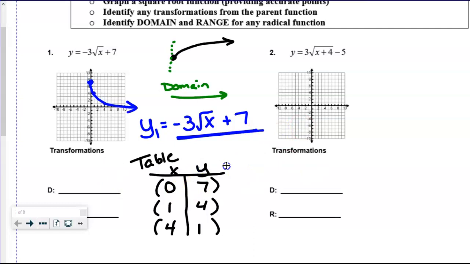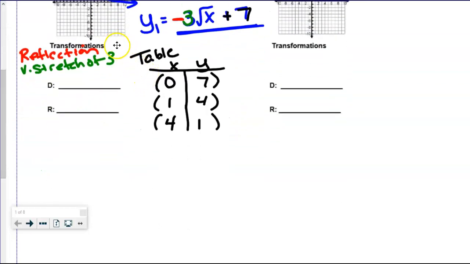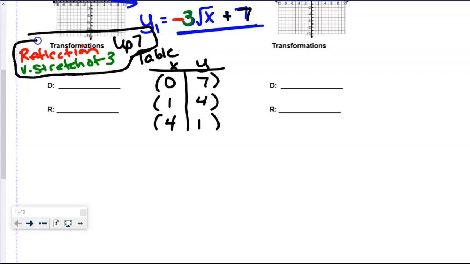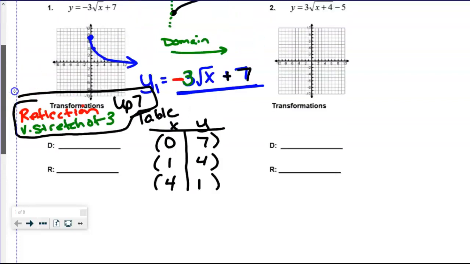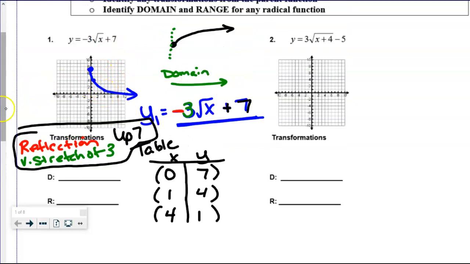So there are a couple of transformations we're hoping that you can identify here. The fact that there's a negative in front of it means that you have a reflection. You can just write reflection. It's technically a reflection over the x-axis. The fact that there's a 3 in front of it means you have a vertical stretch of 3. And then this plus 7 off to the side here is a vertical shift of up 7. I ran out of room. So there are 3 transformations on this graph that we'd like you to identify. And all those transformations that you identify, you should see them up here on the picture or in your calculator when you look at it there.